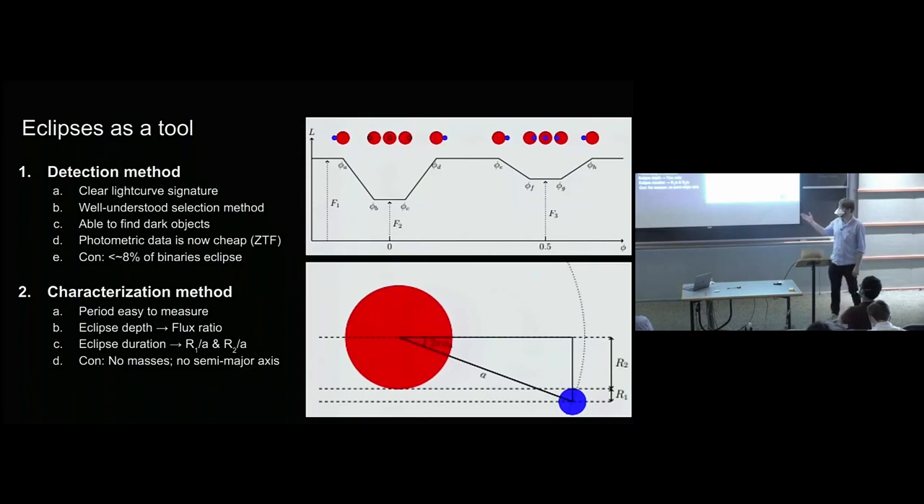Of course, the second advantage is you can characterize these objects. For example, in most cases, not always, it is easy to measure the orbital period. From the eclipse depth and duration, you can measure radii and temperature ratios. However, if you only have an eclipse light curve, you can't measure masses or a semi-major axis. So I just want to note that finding an eclipsing system is very nice, but you can't do everything with it. You do need some follow-up to fully characterize it.